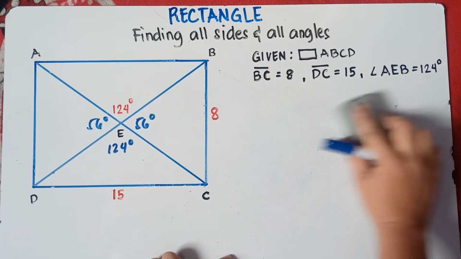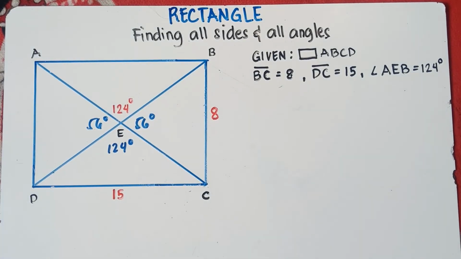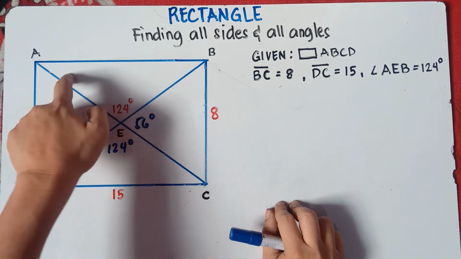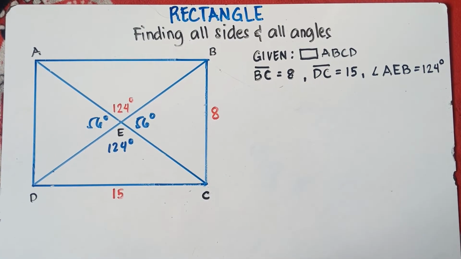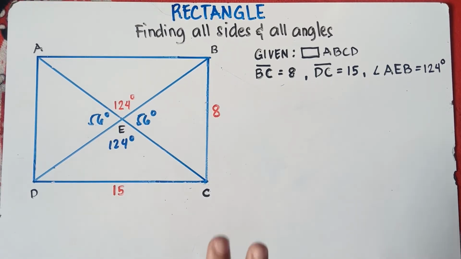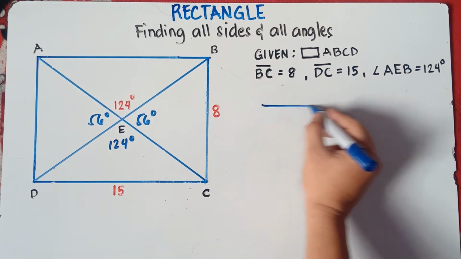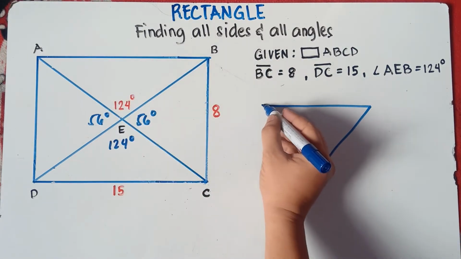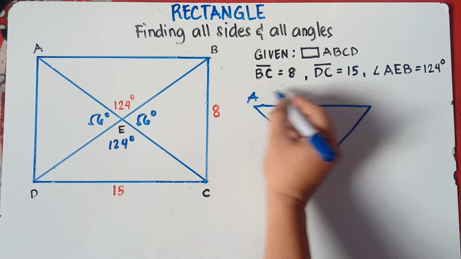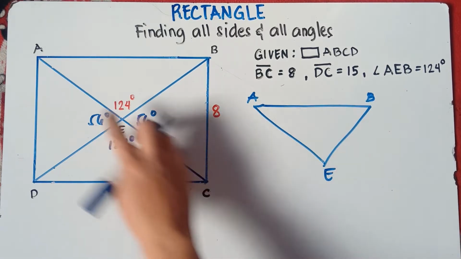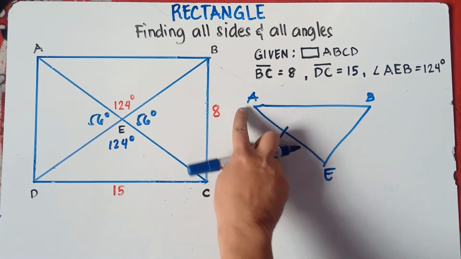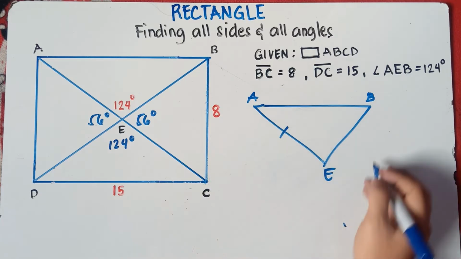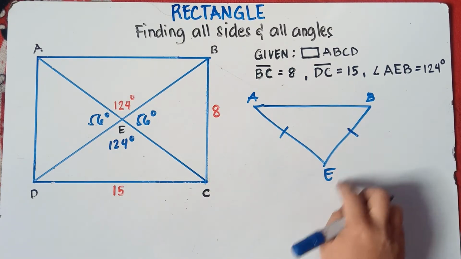Alright, so next. Almost done, class. Next, what would be this angle, class? This A and B. What would be this angle right here? Now, recall this one, class, that in a rectangle, there are 4 isosceles triangles. What do you mean by isosceles triangle, class? If you have this triangle ABE, this side AE, or line segment AE, is congruent to line segment BE.